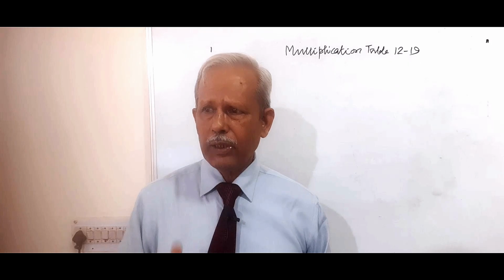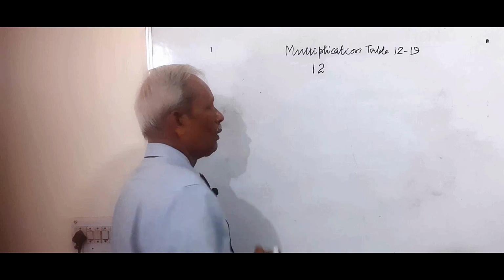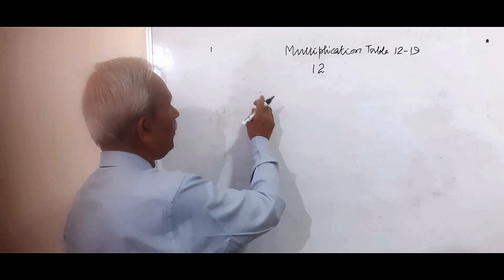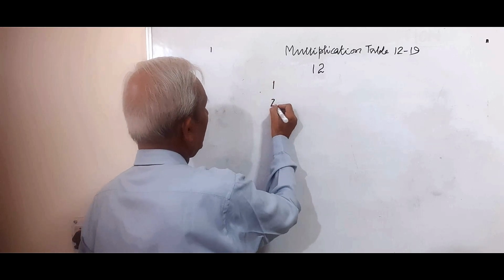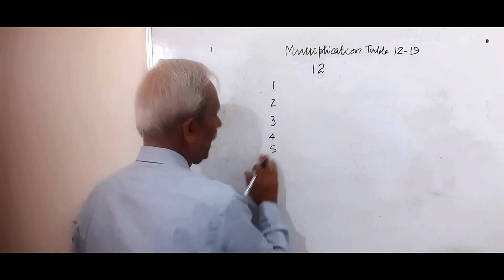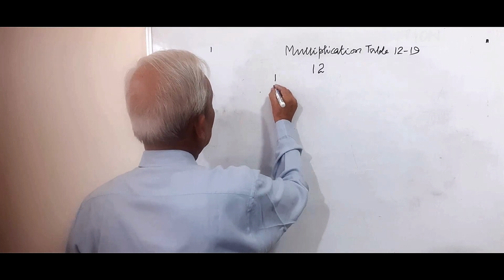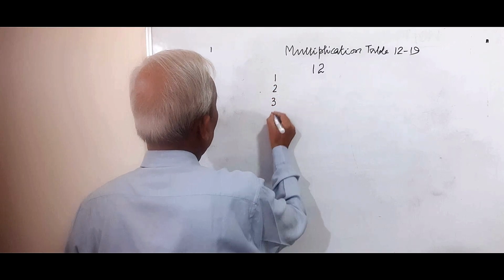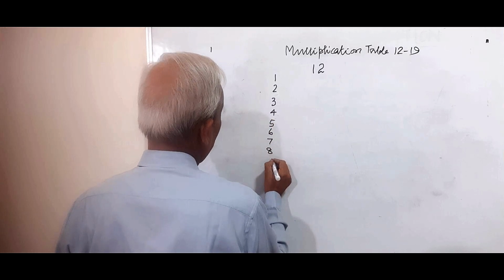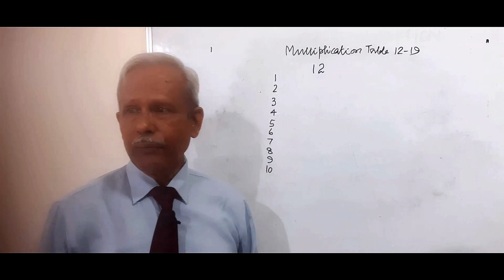Right? So first let us see the multiplication table of 12, how we can do it. For doing that, the first thing that you need to do is write 1 to 10 in the left column. I will write it: 1, 2, 3, 4, 5, 6, 7, 8, 9, 10. Write 1 to 10 in the left column, and after that, what do you do?